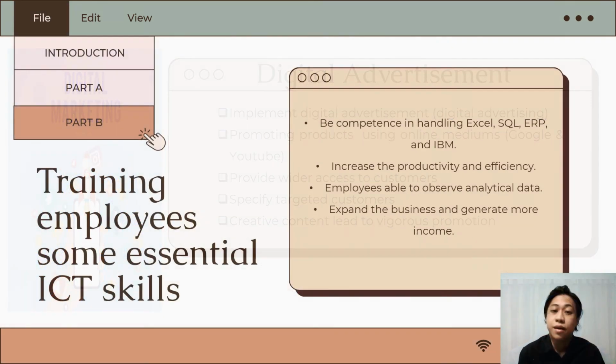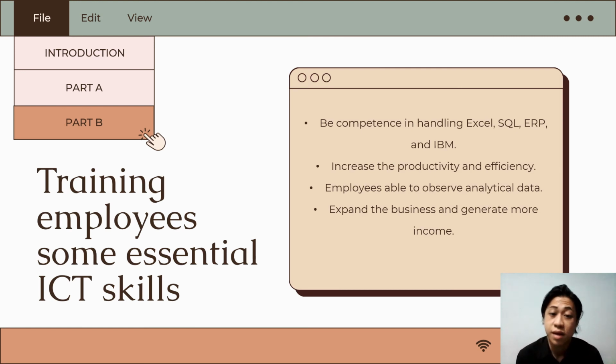In this digital era, we must prepare our labor force with ICT skills. So training employees with some essential ICT skills can be very beneficial. It will offer smoothness in the business cycle, because employees need to be competent in handling Excel, SQL, ERP, and IBM. These skills will increase productivity and efficiency.